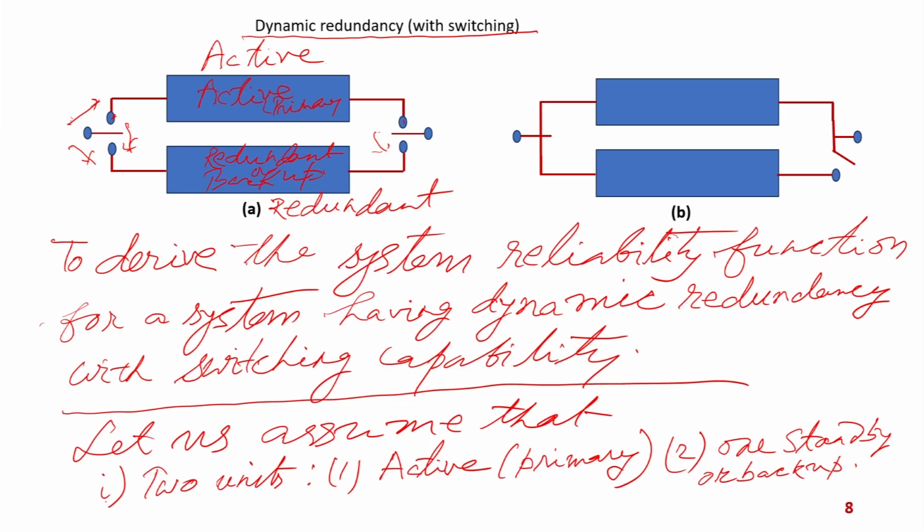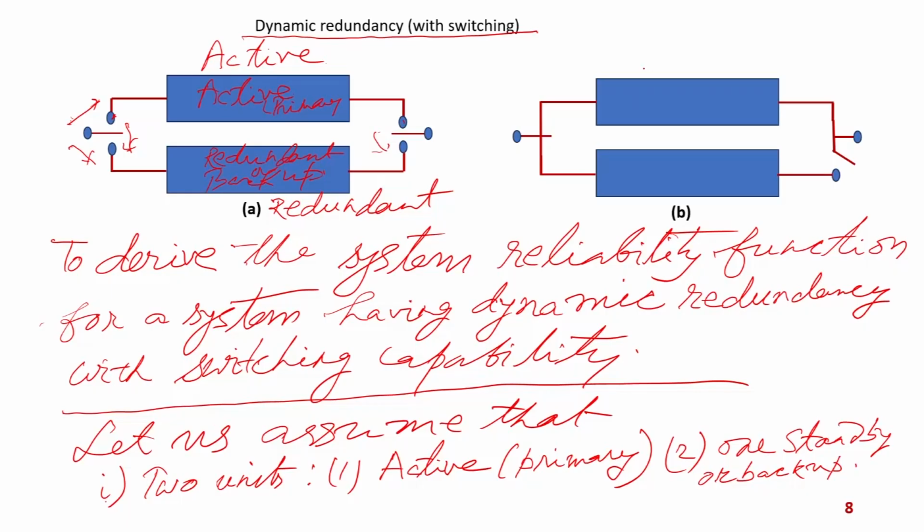In the second case, there are no switches at the input section, but at the output there is a single pole single throw switch. You can consider it like a circuit: suppose the main or active one fails, so this becomes open circuited. At that time the switch will close and the redundant one will start performing. So, this is the principle.